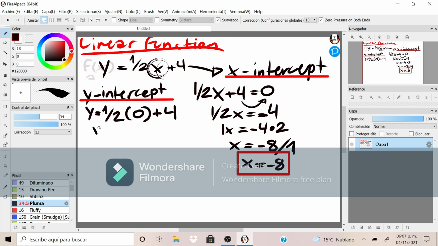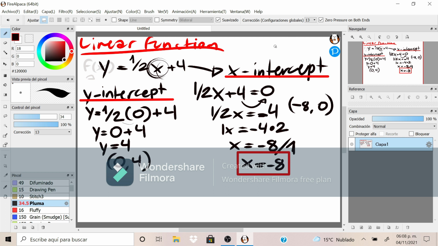All we gotta do is just solve the equation exactly how we know it. Multiply this and it gives us 0 plus 4, so y equals 4. Oh yeah, I forgot. The coordinates would be 0, 4, and over here would be minus 8, 0. These would be the coordinates that we found.